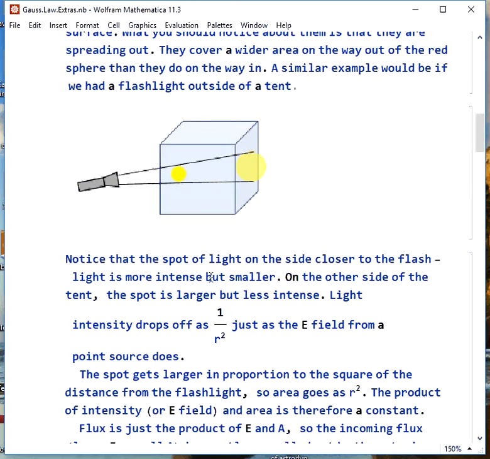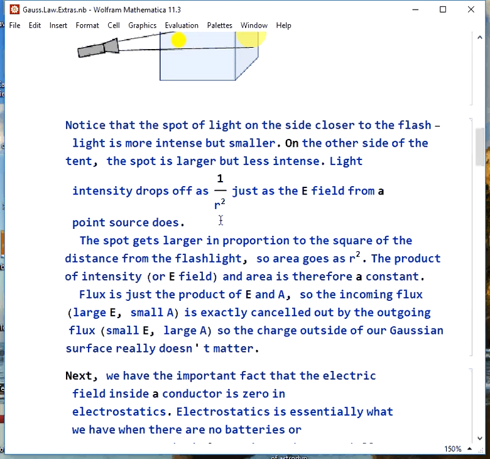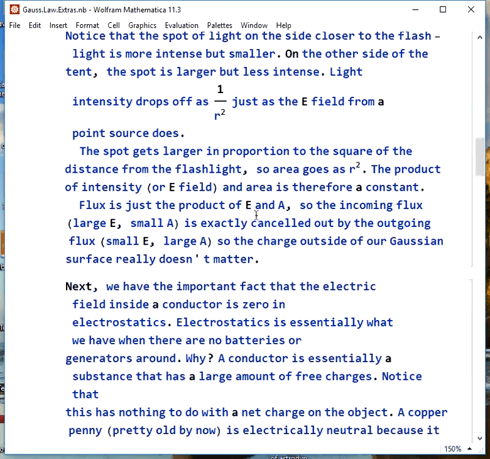The same thing happens for the E field. So what that means is the light coming in here would be equal to the light leaving here, or for the E field, the flux entering is the same as the flux leaving. That's why it doesn't matter if there are charges right outside the surface, because their flux goes in and right back out.